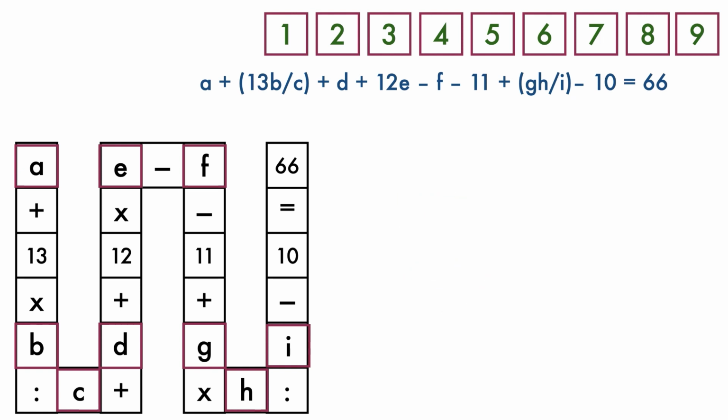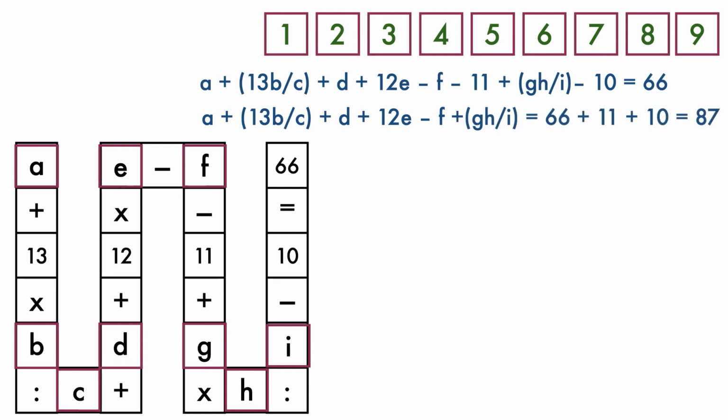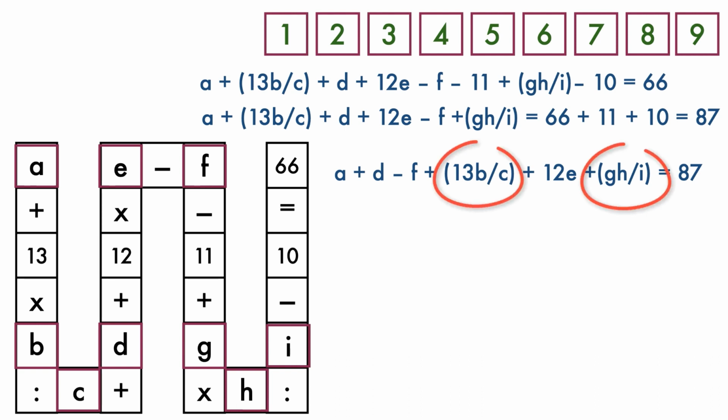So we can simplify the equation to A plus 13B over C plus D plus 12E minus F plus GH over I equals 66 plus 11 plus 10, which is equal to 87. So after simplifying, the equation becomes A plus D minus F plus 13B over C plus 12E plus GH over I equals 87. From here we can assume that B over C and GH over I will be whole numbers, and also that we don't want 13B over C to be too big. Knowing this, we start plugging numbers in and seeing where we get to.